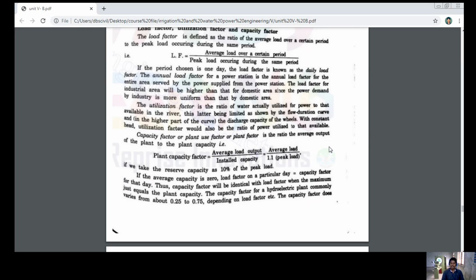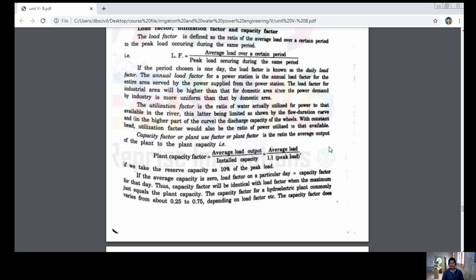Next, coming to the utilization factor: it is the ratio of water actually utilized by the power plant to that available in the river. These latter being limited, as shown by the flow duration curve and the discharge capacity of the wheels. With constant head, utilization factor would also be the ratio of power utilized to that available.